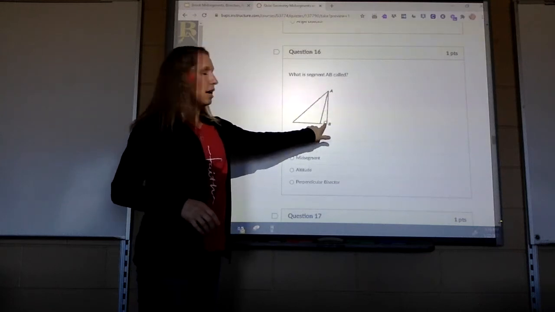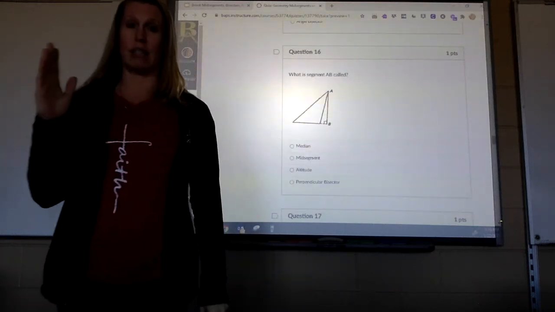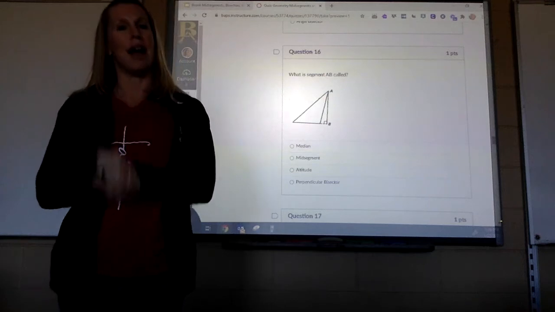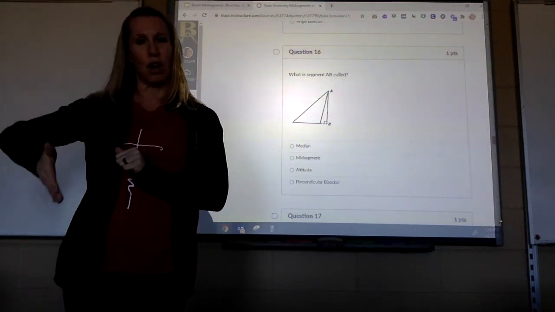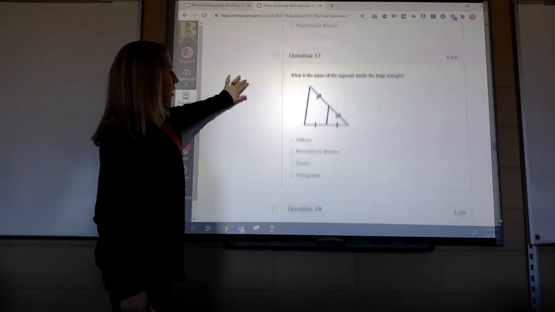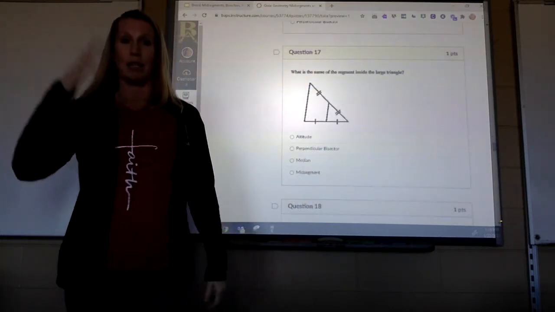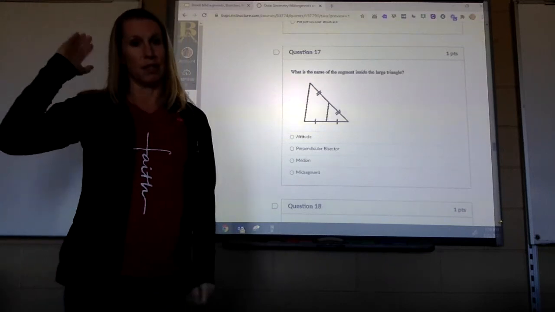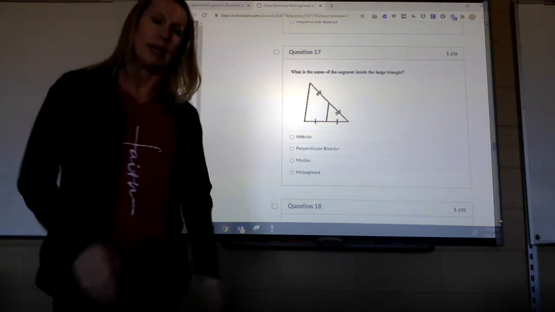Since this goes straight down, perpendicular, that is called, we didn't talk about that, an altitude. That's the height of a triangle. That is called the altitude. This right here, the segment is right in the middle of the triangle. So if it's in the middle of a triangle, it's called a midsegment.